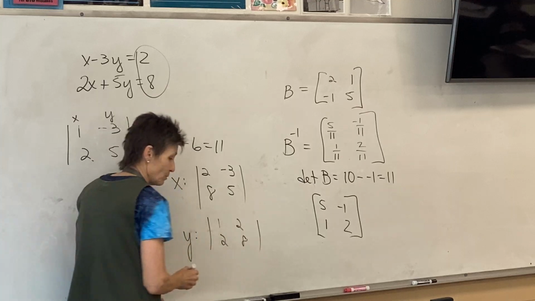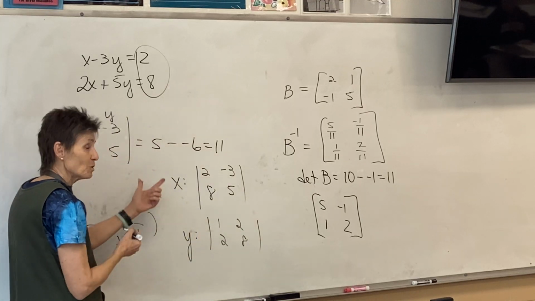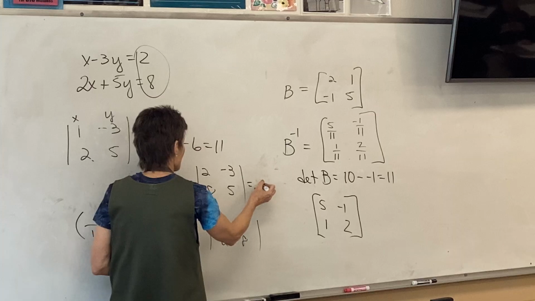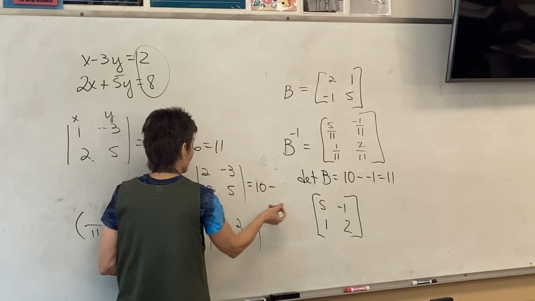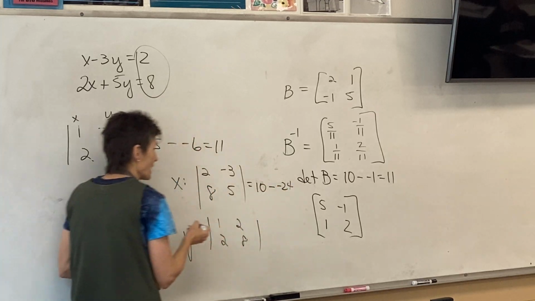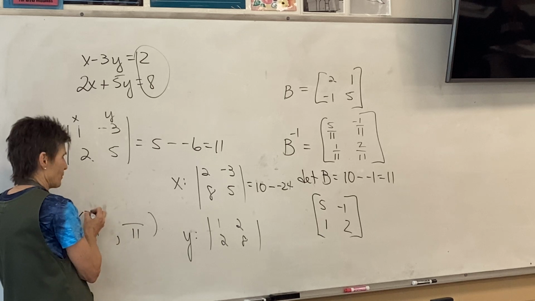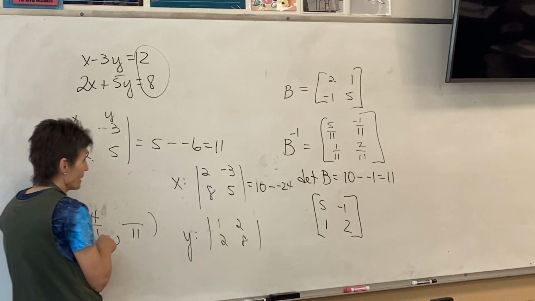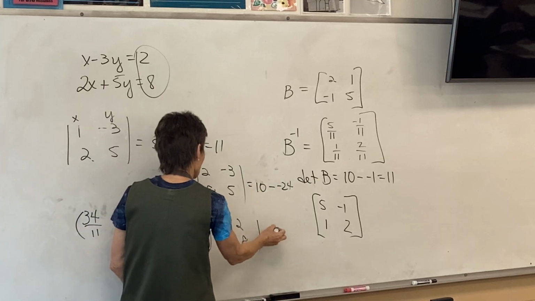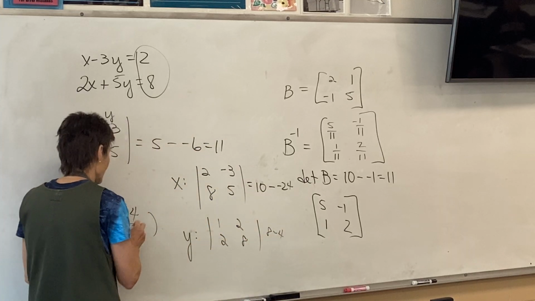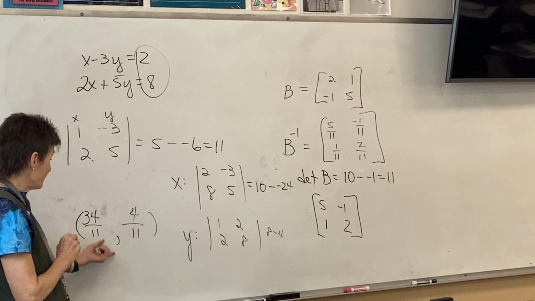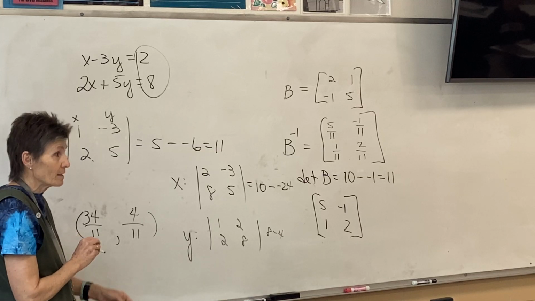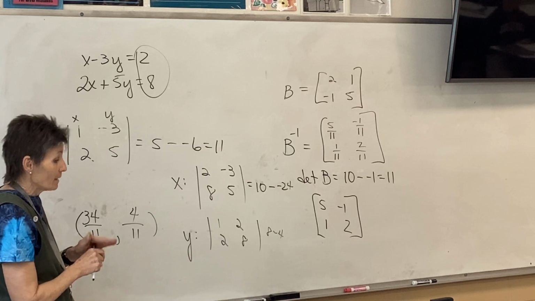All right, Jillian, you with me? And then I evaluate those. So this is going to be 10 minus negative 24. So that's going to be 34, and that's my x numerator. And then this one's going to be 8 minus 4, so this is going to be 4. There's your answer. Okay, Elijah?